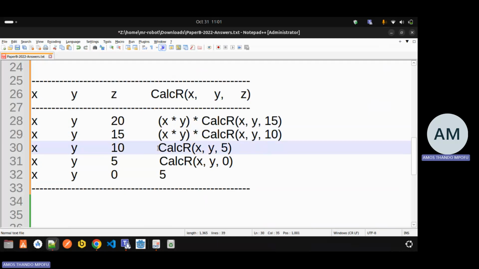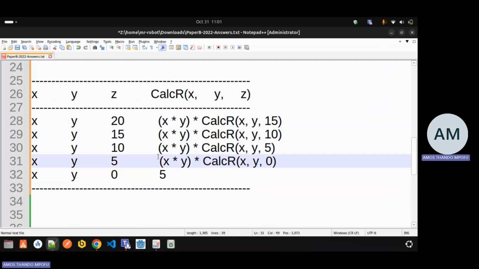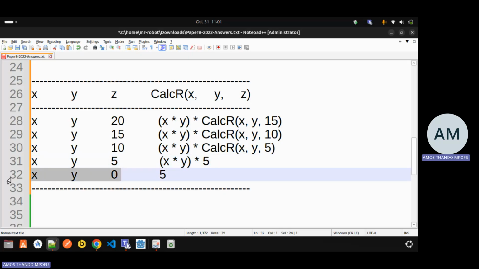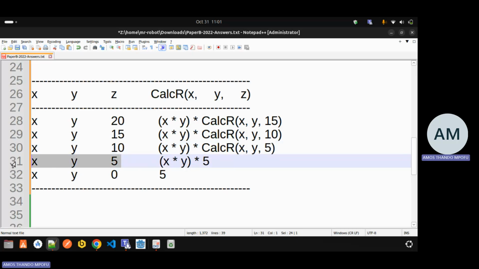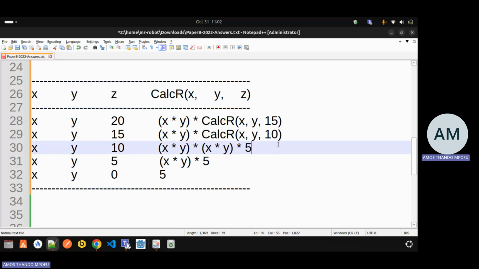So this, then this, then this. But then, like I said, we know this answer here is going to be a 5, because we see that here when we call the function with those exact same parameters, the answer that was returned is a 5. And now this part here, there's x, y, and 5. We know what to return when those parameters are passed. We should return this. So I copy this, put it here, and then we do that over and over, right?